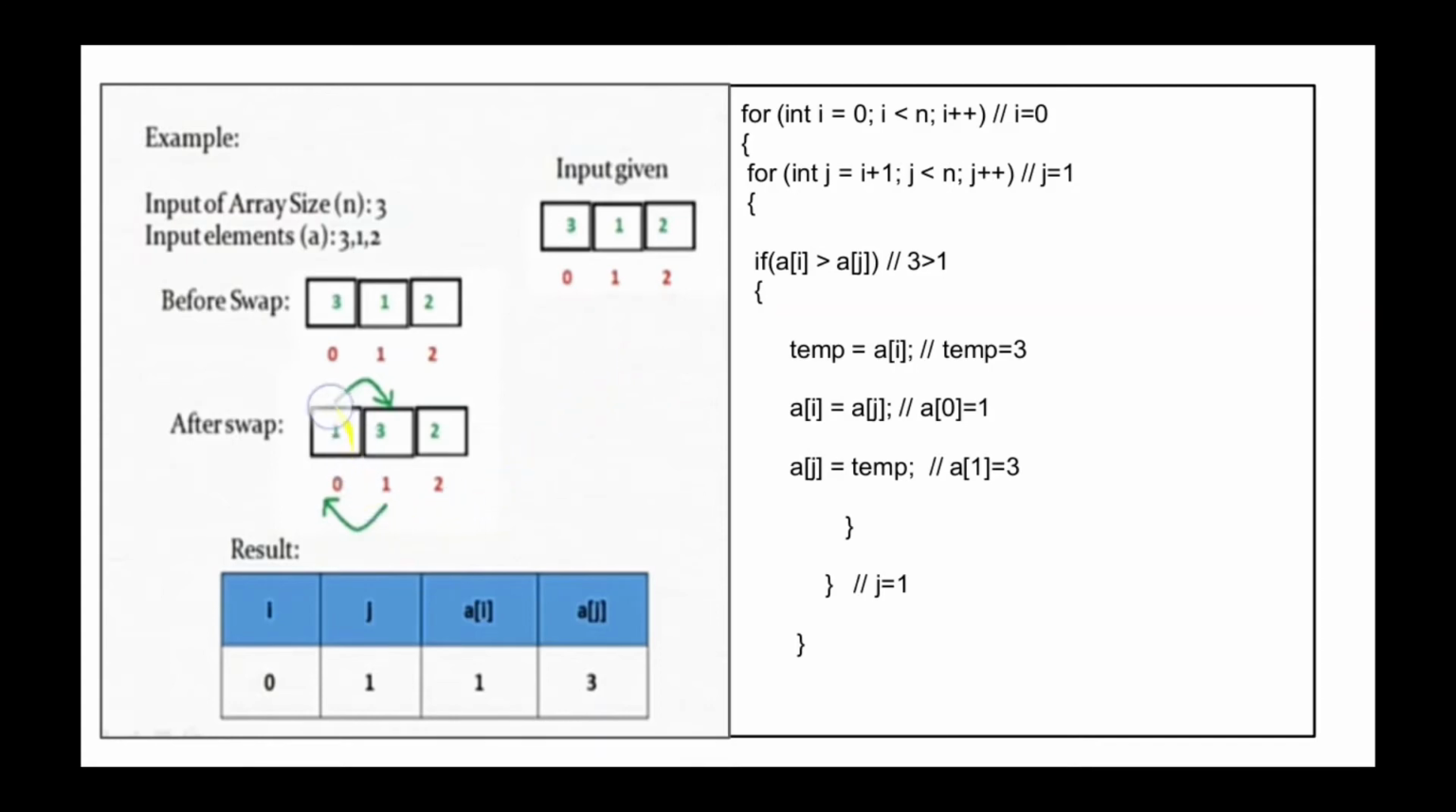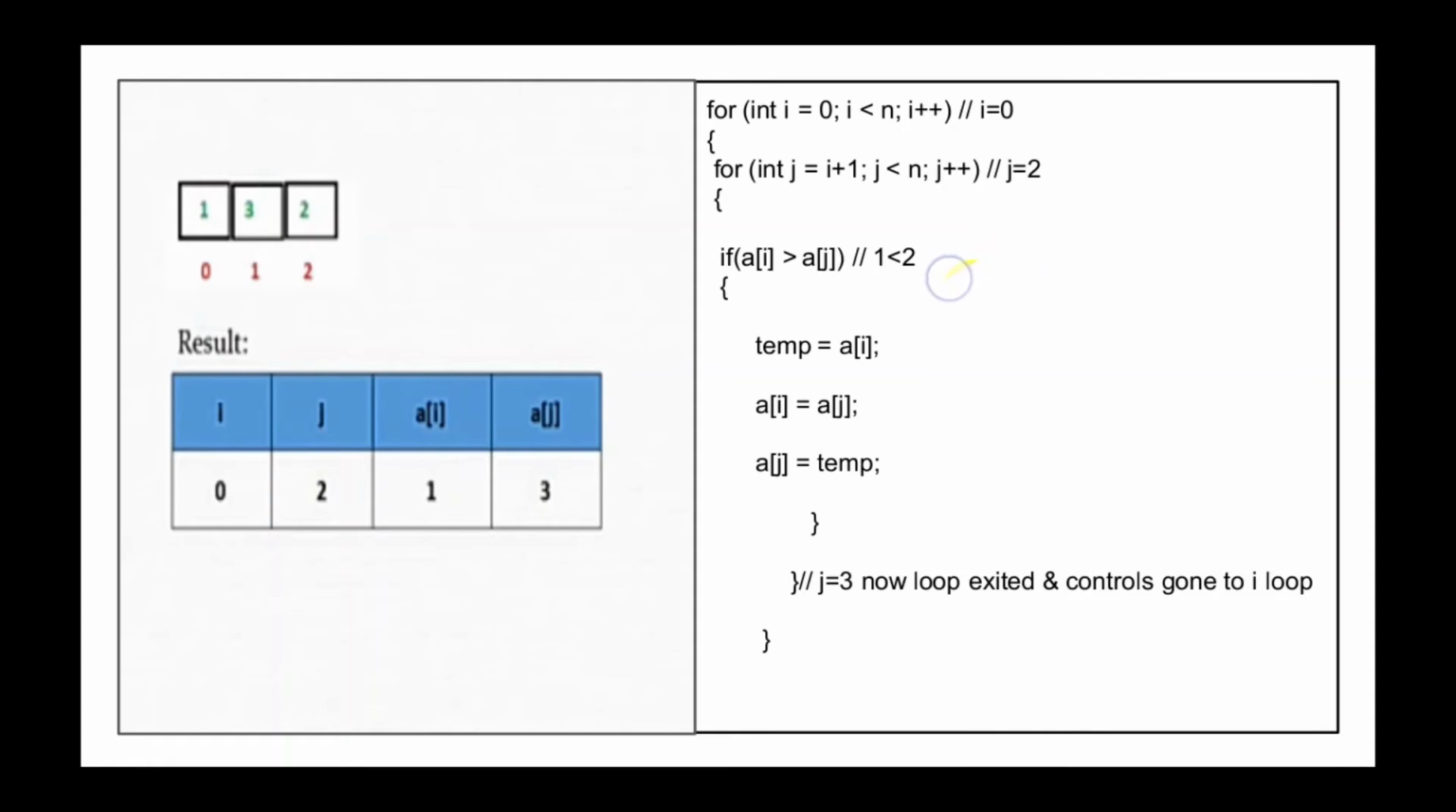Okay. Before swapping, the elements are 3, 1, 2. After swapping, the first position element 3 goes to the 0th location, and the 0th location element 1 goes to the first location. Okay. Then go to the for loop condition. Again the j value is incremented by 1. The j value is 2. Okay. Then check.